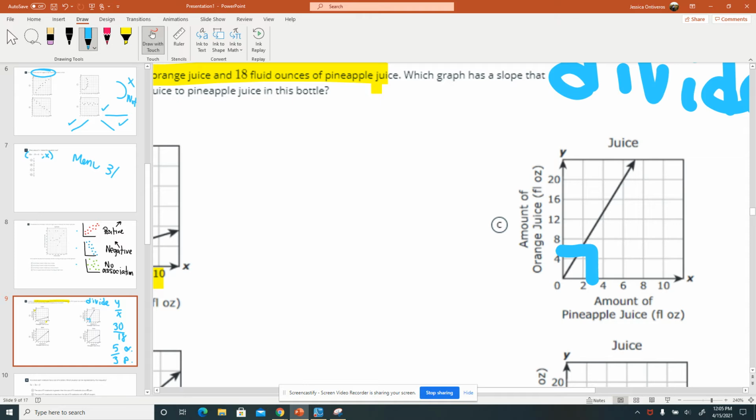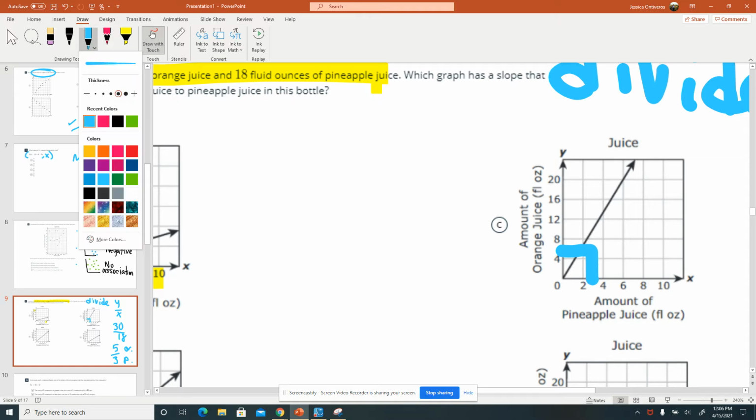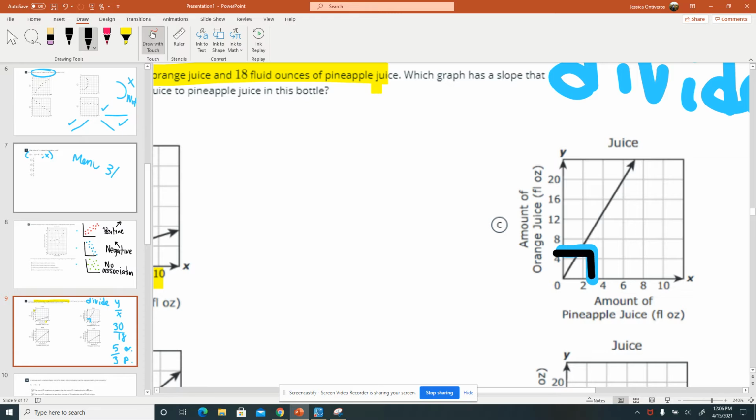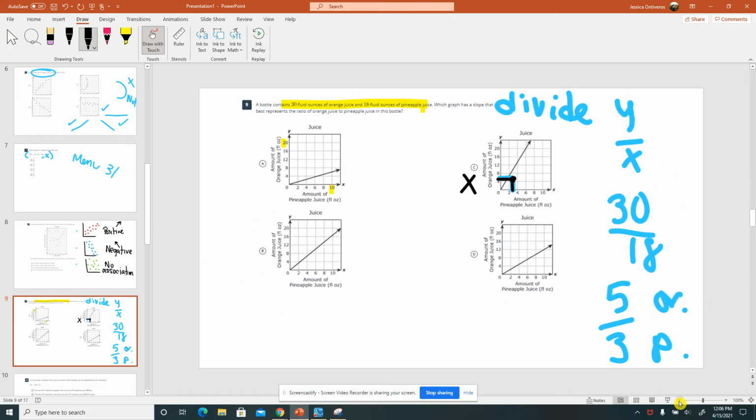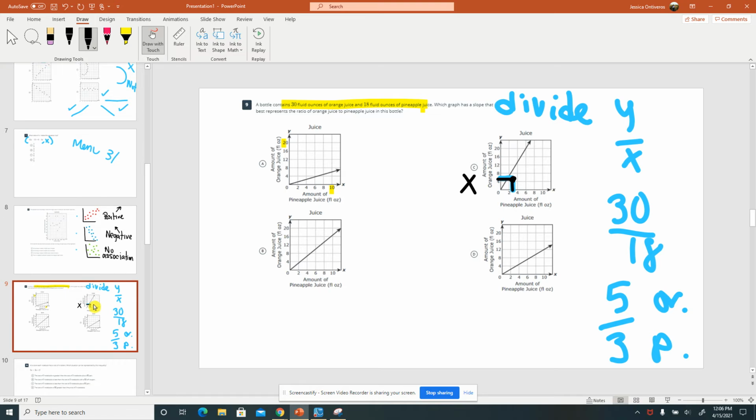Would I choose that answer? Let me make it slimmer. 5 over 2. Notice that the point would land up more or less right there. So I wouldn't choose letter C because it's not hitting the line. And that's basically what you need to do for the rest of the answer choices, okay? You need to look for 5 fluid ounces of orange juice, 3 ounces of pineapple juice.